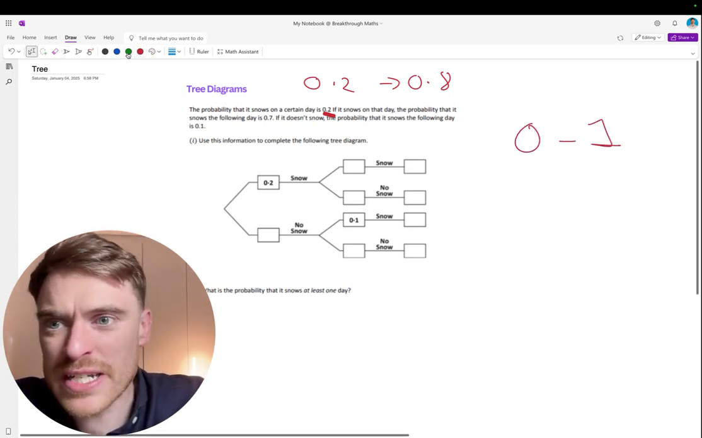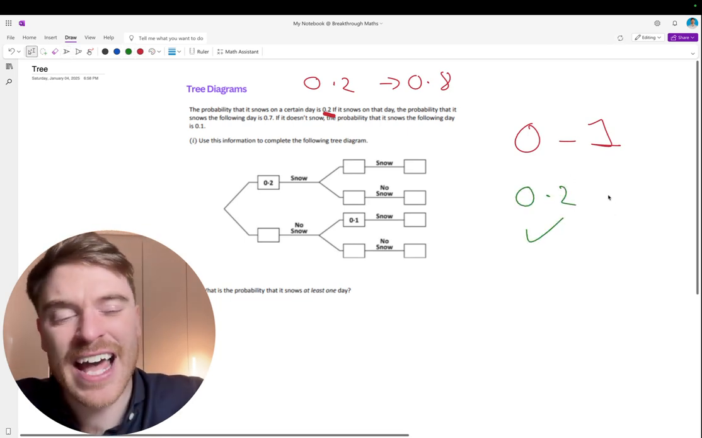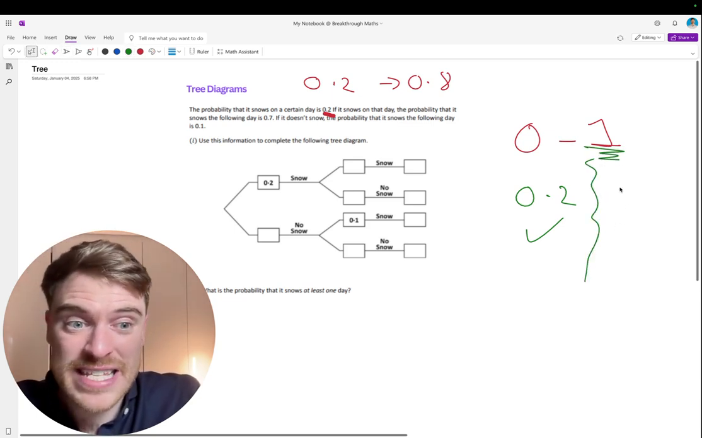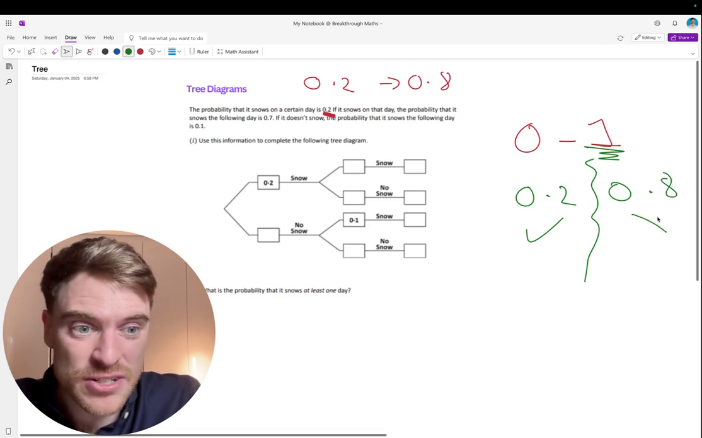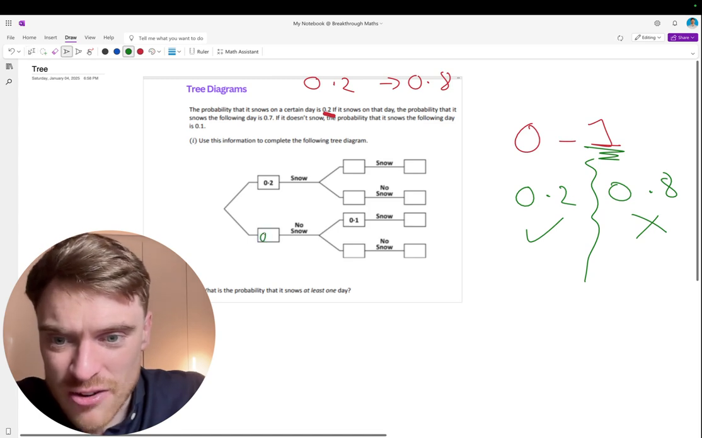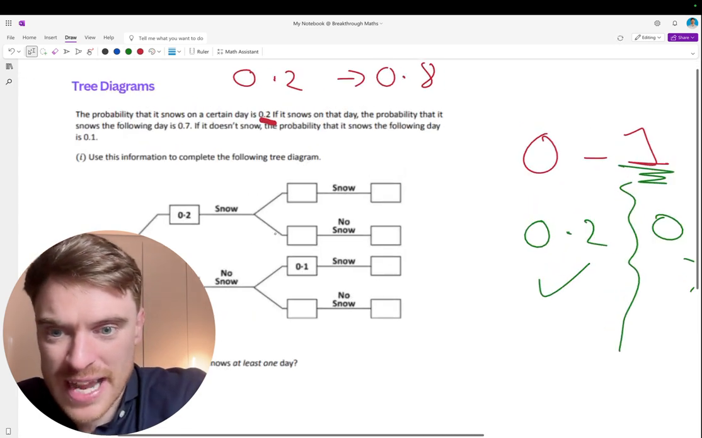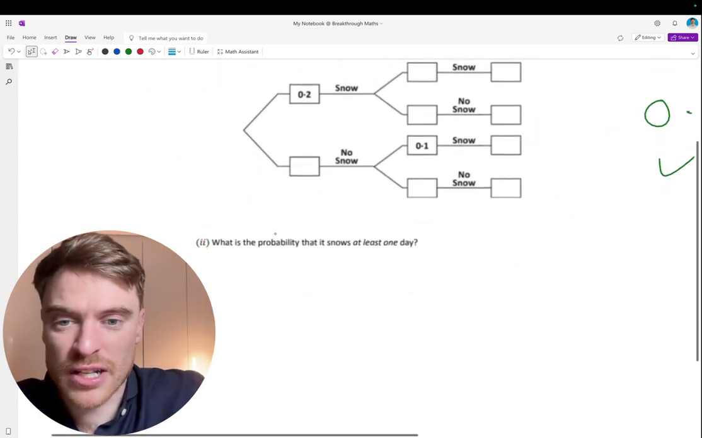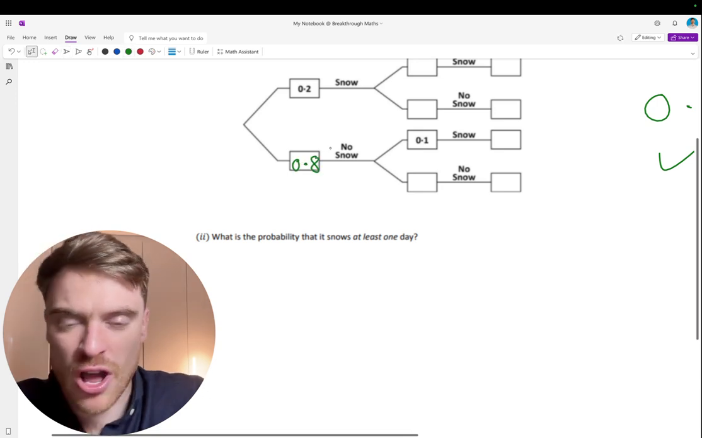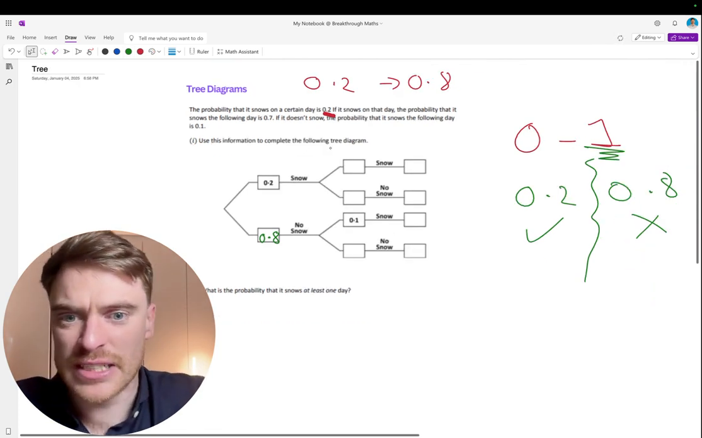And if it snows one day, it's going to be 0.2. If it snows, it's a yes. And if it doesn't, because it has to add up to 1, it's going to be 0.8. That's if it doesn't snow. Does that make sense? And that's what goes in here. 0.8. That's how you fill out your little tree diagram. You must realize it goes between 0 and 1. And if you get that, you're winning. That's the critical thing.